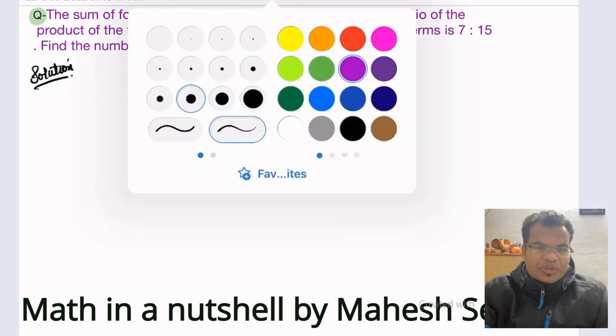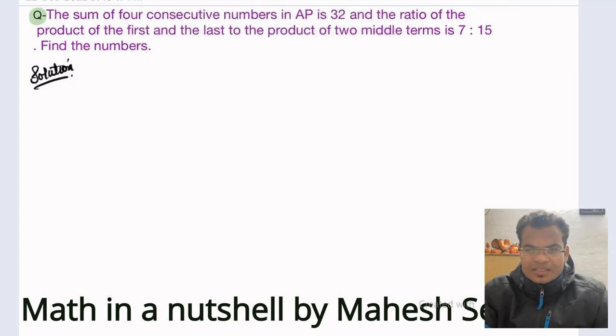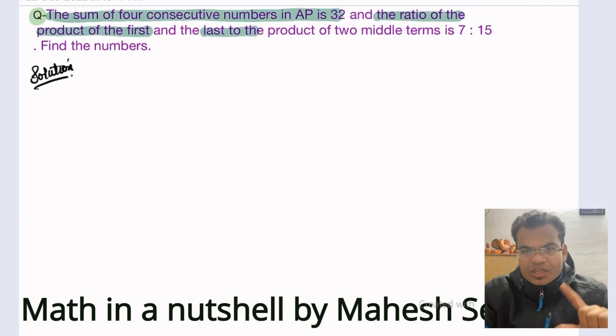So guys, in this video we have one question, one doubt in the chapter AP. The question is: the sum of four consecutive numbers in AP is 32. The ratio of the product of first and last term to the product of the two middle terms is 7 to 15. So there are two conditions given. Find the four numbers.